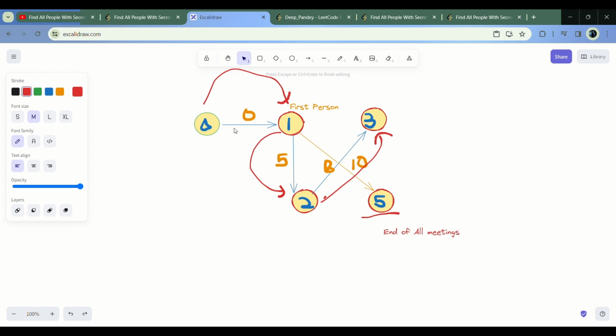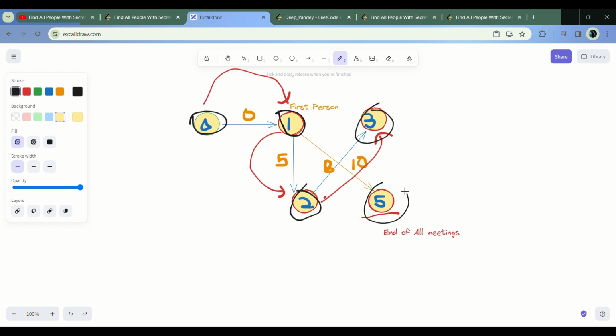Okay, so all meetings are done. And now how many persons know the secret? If I have to count, 0 knows the secret, 1 knows the secret, 1 had the meeting with 2 and 2 knows the secret, and also 3 knows the secret, and 5 also knows the secret. So the total number of people who know the secret are 0, 1, 2, 3 and 5. So I will return this in my answer.